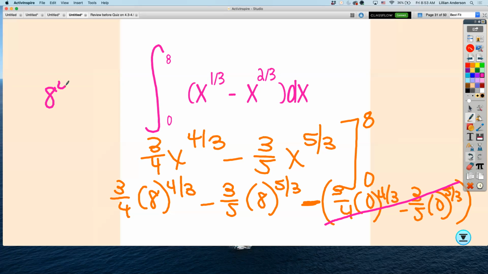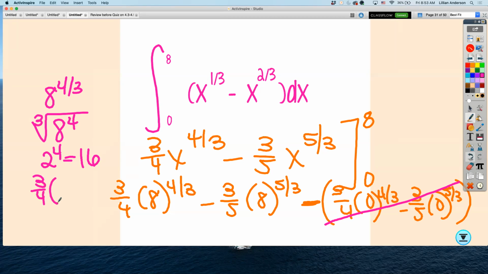Let's review. 8 to the 4/3 can be written how? Exactly. The denominator of your exponent is the root. The numerator stays on the inside with the base, and it's easier to apply the root and then the power. So what's the cube root of 8? 2 to the 4th. So that means I'm going to do 3/4 of 16. Use your trick. How many times does 4 go into 16? 4. And what's 3 times 4? 12. And that is what this is.